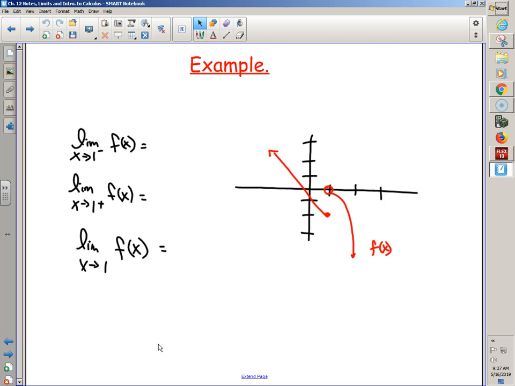Negative 2. See it? Remember, limits are always y values. So as I come towards 1 from below, from the left, my function is going to negative 2. How about this one? What's the limit as x goes to 1 from above?